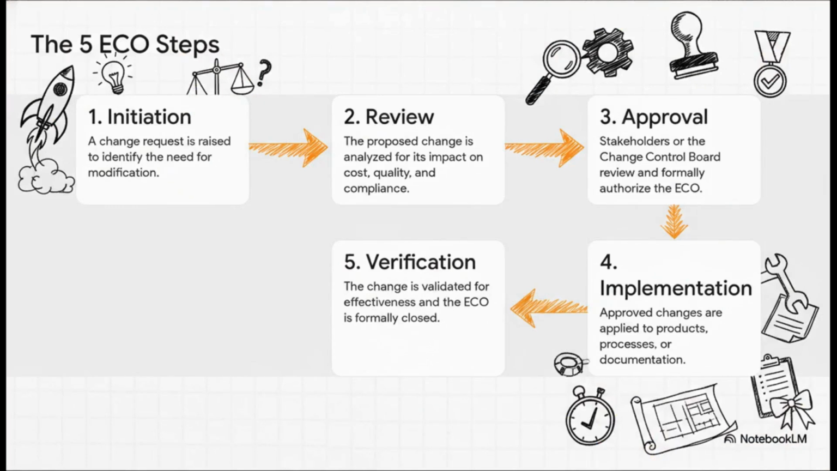At a high level, the process has 5 core steps. It all starts with initiation and request. Then comes the really critical step, impact analysis and review. After that, the ECO gets formally created and sent for approval. Only then do you move to implementation and communication. And finally, you close the loop with verification and closure.